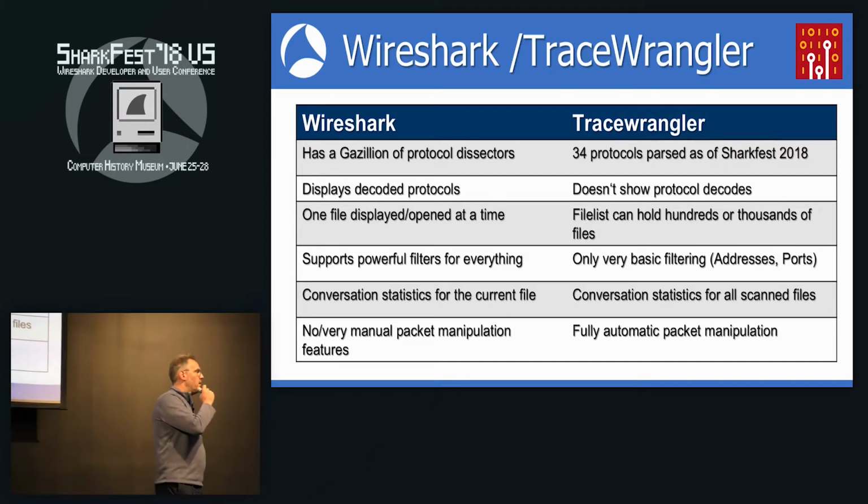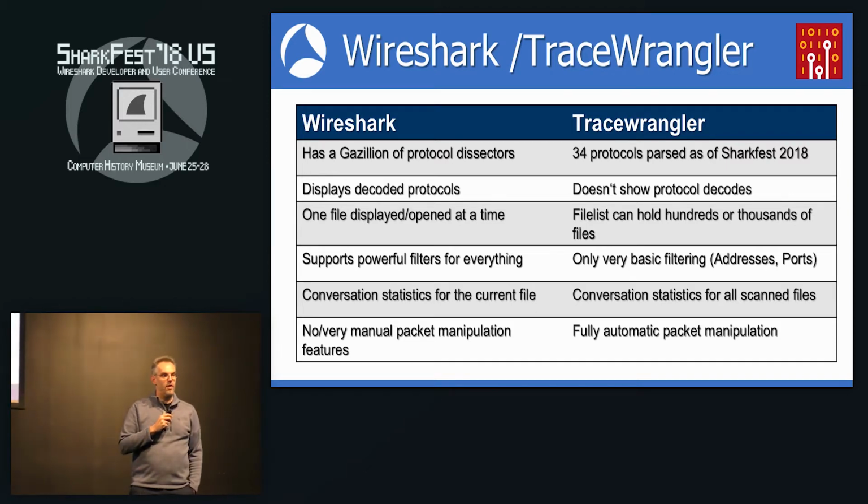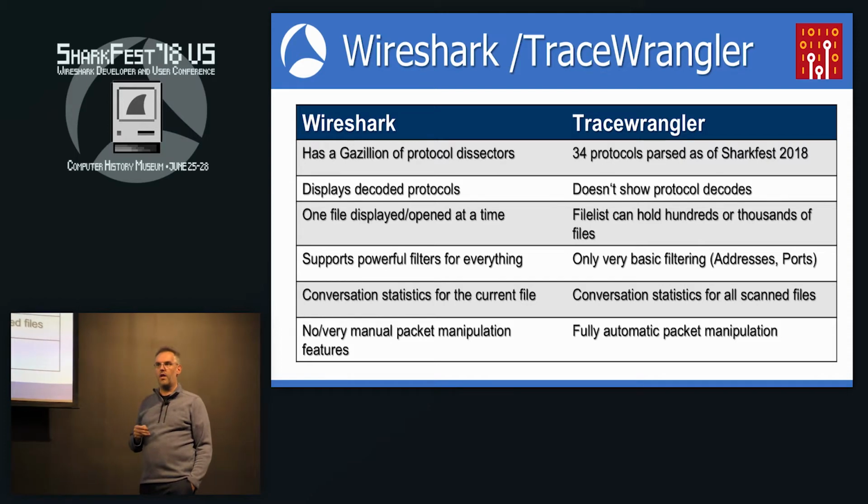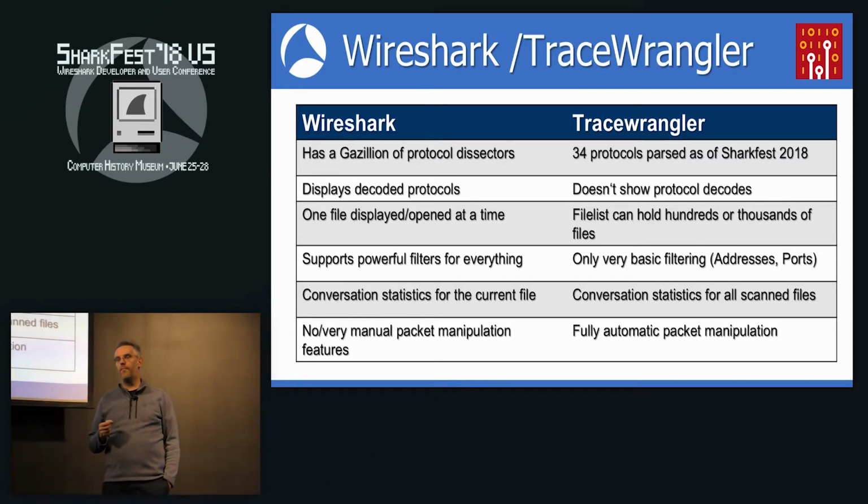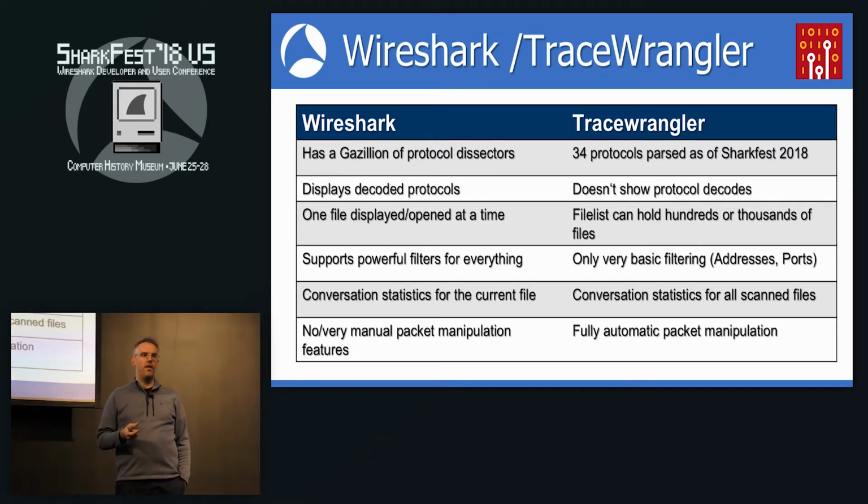Okay, so filtering is in Tracewrangler, but only very basic, because usually I only need this to find TCP conversations again. And I don't have 100,000 display filters, because I'm not displaying anything anyway, so it's more like a BPF thing, and even that is reduced.